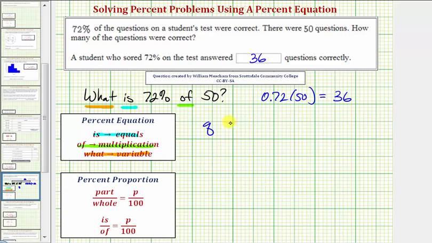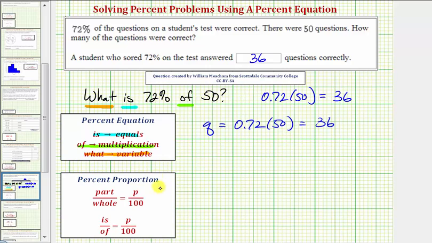Then we have is, which means equals. And then we have 72%, which must be expressed as a decimal, which is 0.72. And then we have of 50, and of means multiplication, so we have times 50. Notice how to solve for Q, we have the same product we had above, which we know is 36.